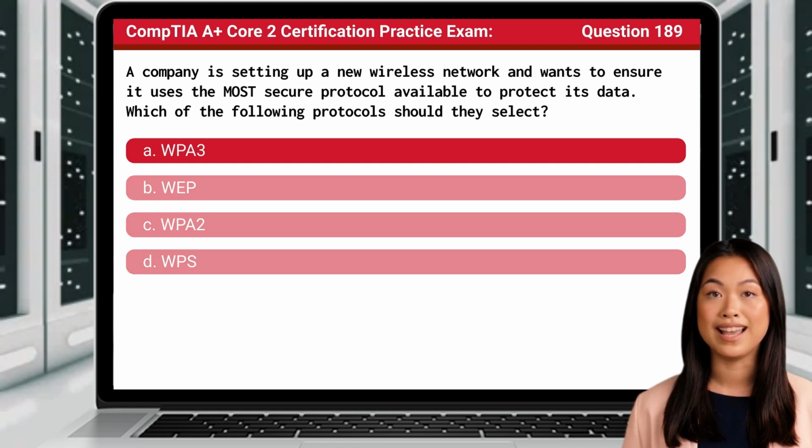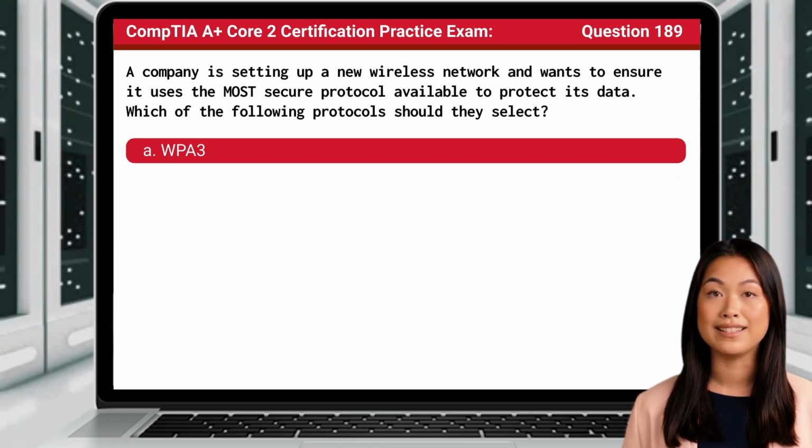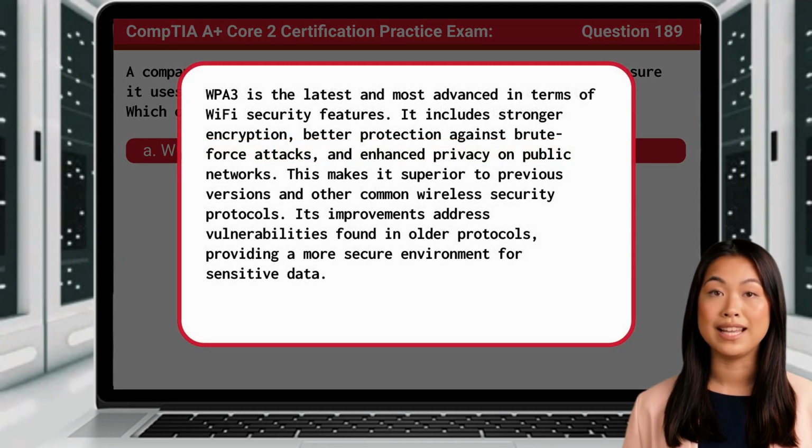The answer is A. WPA3. WPA3 is the latest and most advanced in terms of Wi-Fi security features. It includes stronger encryption, better protection against brute force attacks, and enhanced privacy on public networks. This makes it superior to previous versions and other common wireless security protocols. Its improvements address vulnerabilities found in older protocols, providing a more secure environment for sensitive data.